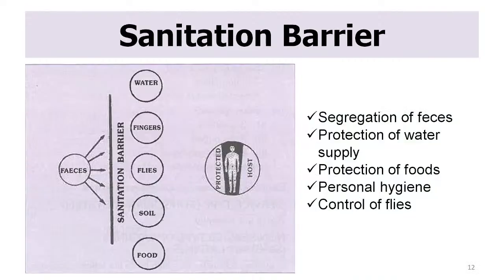Sanitation barrier, whatever mechanism we put in place so that feces doesn't get entry into these five, either the water or the finger or the flies or the soil or the food, then it is called a sanitation barrier. And how do we do that? So we do it by these five methods. We segregate feces, protect water supply or protect food or personal hygiene or control flies. That's how we do sanitation. We have a sanitation barrier in place.